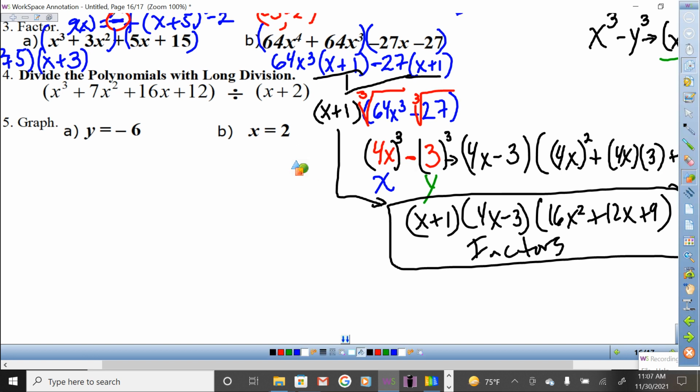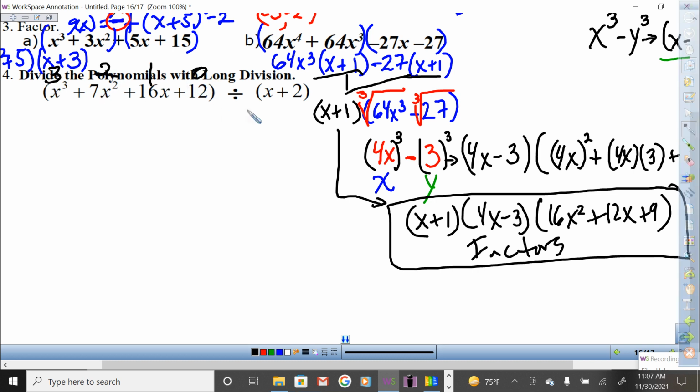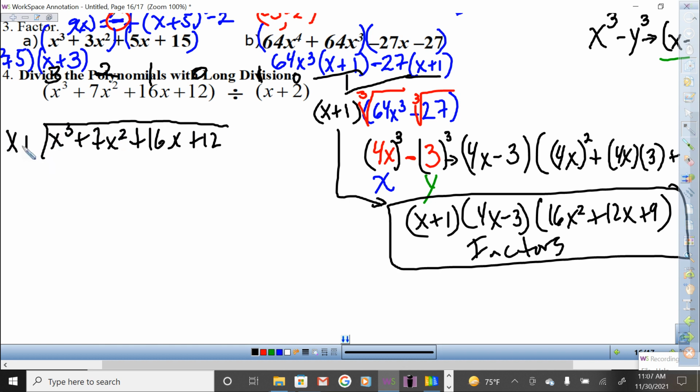Long division, our favorite. Yes? Yes, Mr. Q. All right, step 1. Is it in standard form? Let's see. 3rd degree, 2nd degree, 1st degree, 0 degree. Yes. Anything missing? No. So then I write x cubed, 7x squared, 16x plus 12, and all that divided by x plus 2.